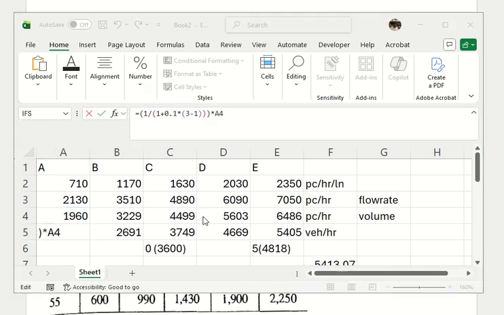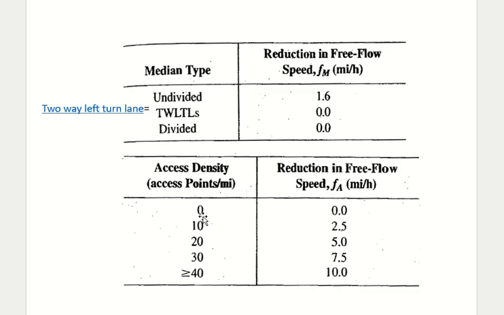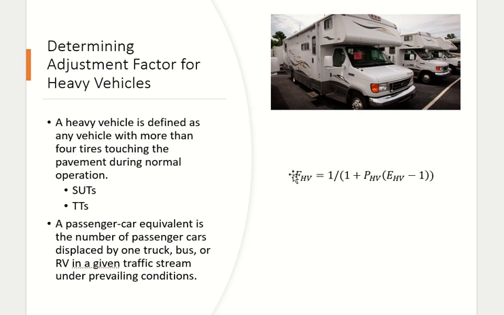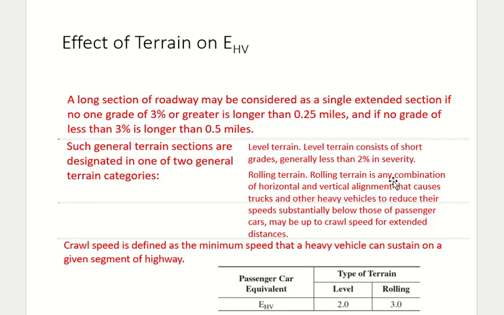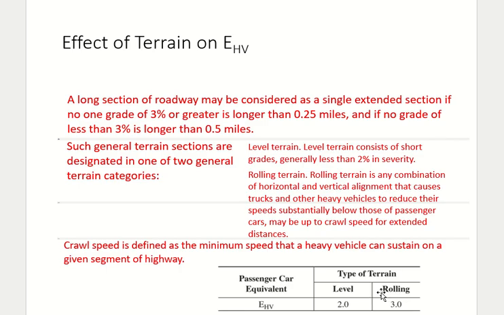I will show you the equation once again from here. Factor for heavy vehicles. This is the equation. You have to put the percentage of trucks here and the equivalency factor here. Equivalency factor depends upon terrain. You can use this table or one of these big tables. In the question they said the terrain is rolling, so the factor is 3.